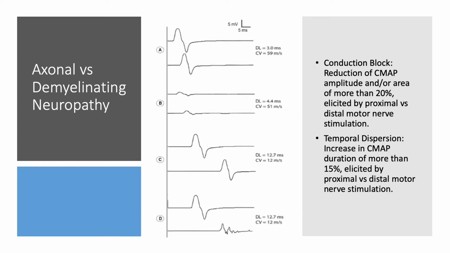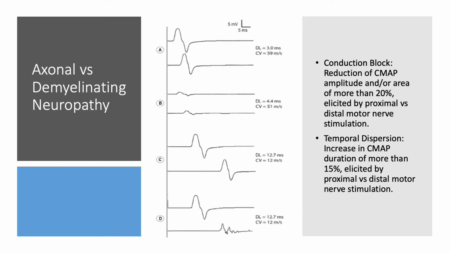So what is conduction block? Conduction block is a reduction of CMAP amplitude and/or area of more than 20% elicited by proximal versus distal motor stimulation, and temporal dispersion is an increase in CMAP duration of more than 15% elicited by proximal versus distal motor nerve stimulation. And whenever we see these two, these should make us think about the possibility of acquired demyelinating neuropathies. So let's talk more about this.